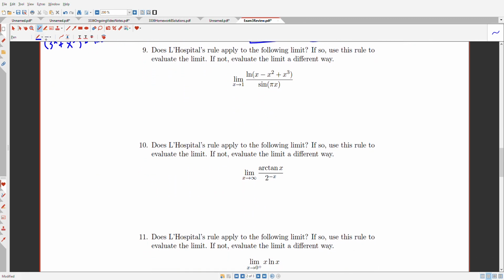So question 9 is a question about L'Hopital's rule, and it's really asking, does L'Hopital's rule apply to this limit? If it does apply, then we want to use it. So when I plug in x equals 1, I get the natural log of 1 minus 1 plus 1, all divided by the sine of pi times 1. Well, on top, that's a natural log of 1, and in the denominator I get 0. Thankfully, the natural log of 1 is 0. So when I try to plug in 1, I get 0 over 0. That is a form where L'Hopital's rule applies. So yes, it applies. That's part of my answer here.